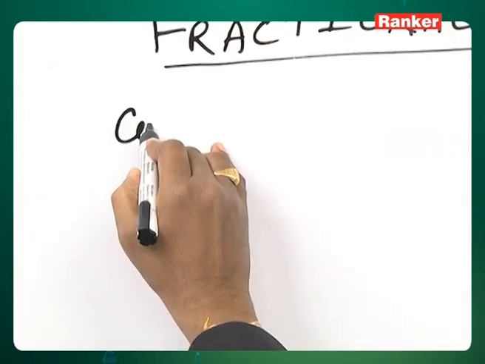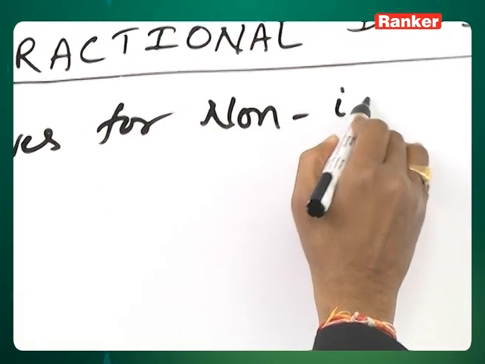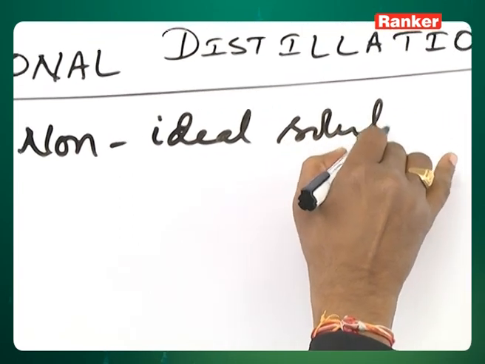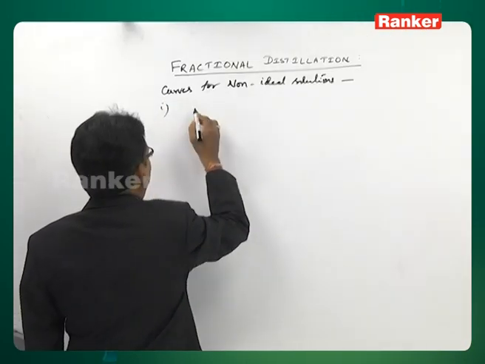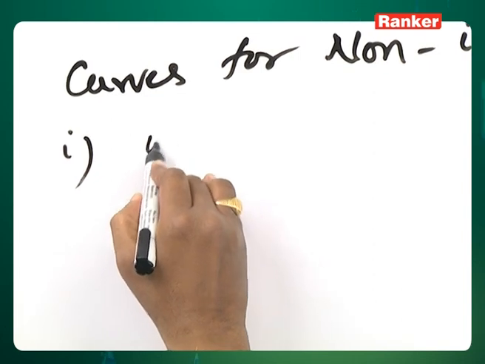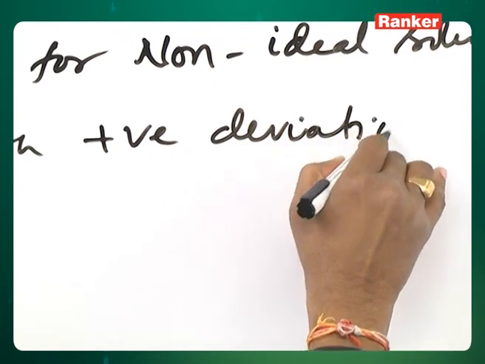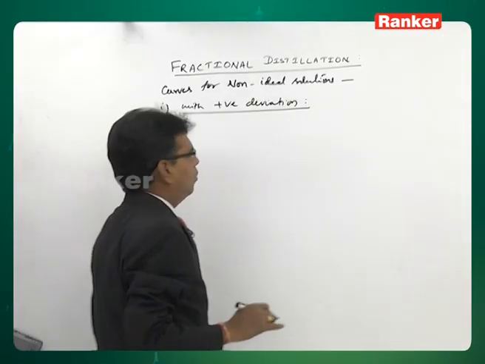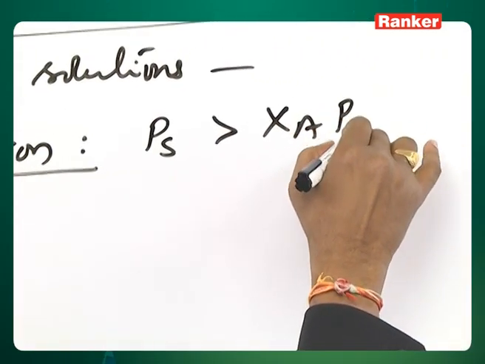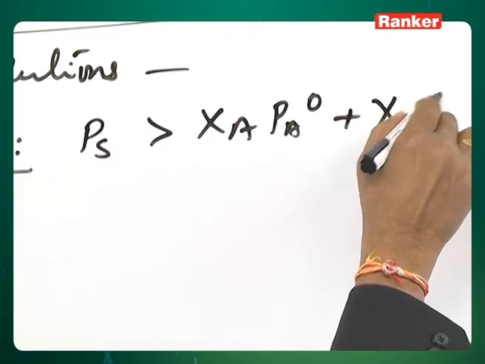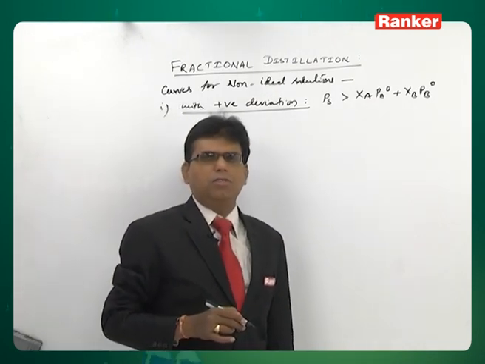Curves for non-ideal solutions. In the case of non-ideal solutions, again we have two cases. First, we discuss non-ideal solutions with positive deviation. That means P s is greater than x A P A naught plus x B P B naught. The vapor pressure of the mixture is greater than the sum of the partial vapor pressures of the two liquids.